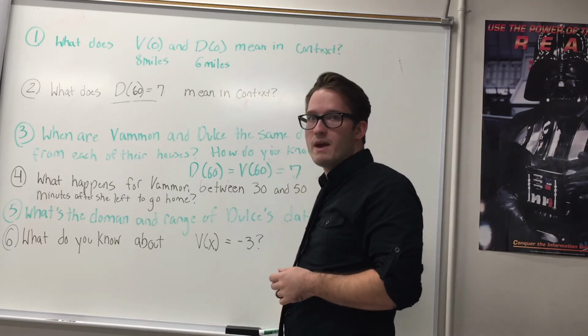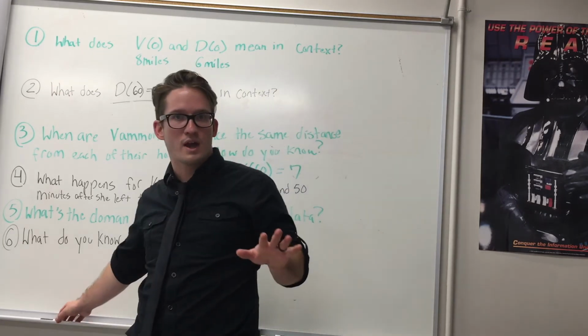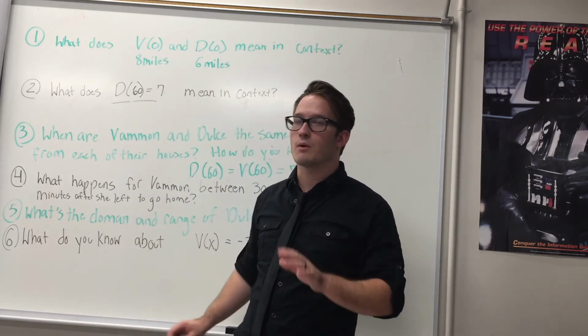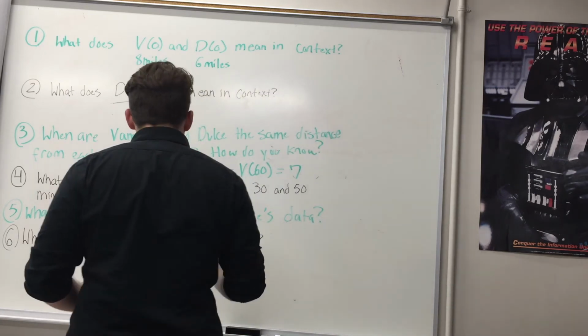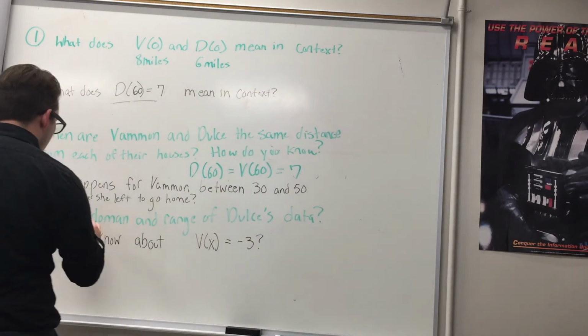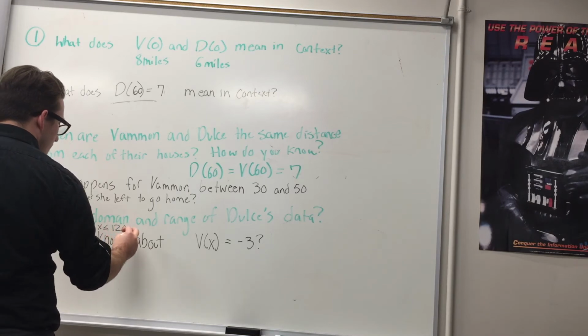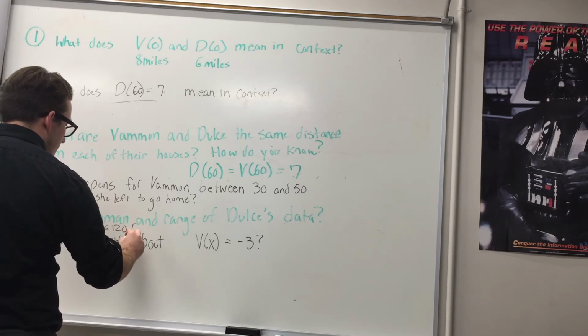What about this one, the domain and range? There are multiple different ways we can write domain and range, remember. We just have to make sure we pay attention to how we're writing it. For domain, that's our time we're talking about. For Dulce to get home, it takes her about 120 minutes. So that's why we write it like this. Or we can write it like this.